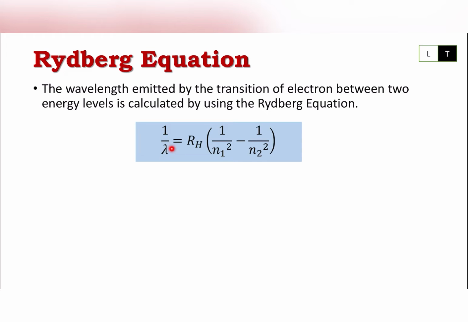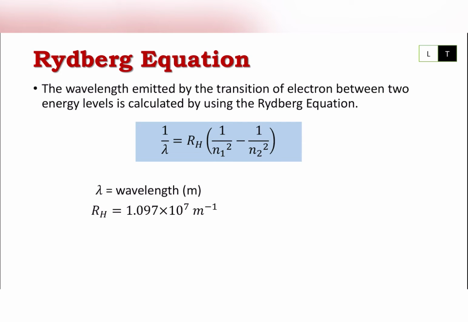This is lambda, the wavelength that you are looking for, and you got 1 over lambda equals the Rydberg constant times values between two different energy levels. Based on this formula, you have lambda, your wavelength, the unit is meter, and the next one you have the Rydberg constant, which will be the new value here, 1.097 exponent 7 per meter.